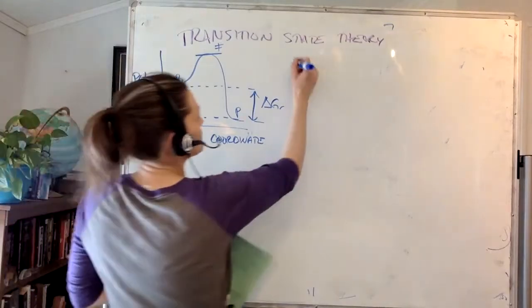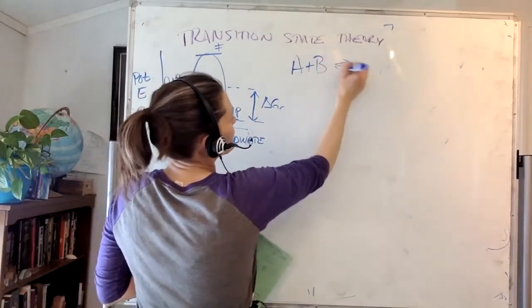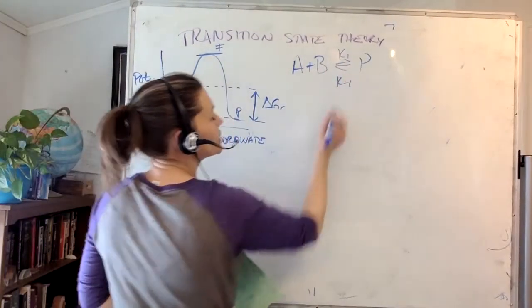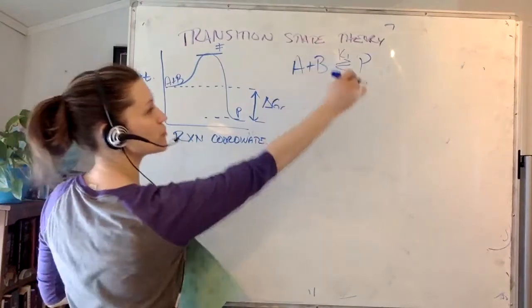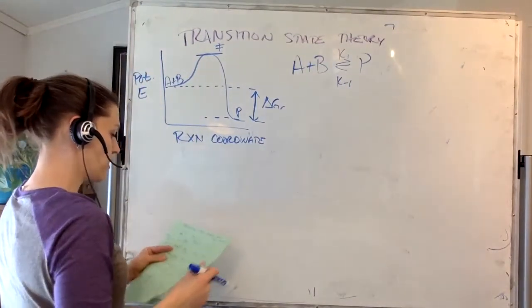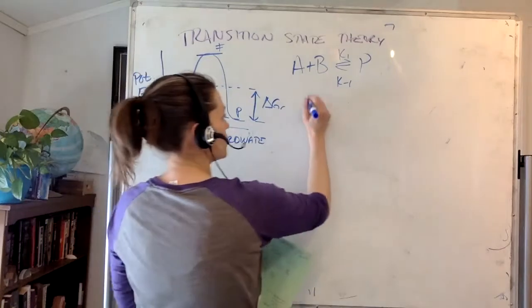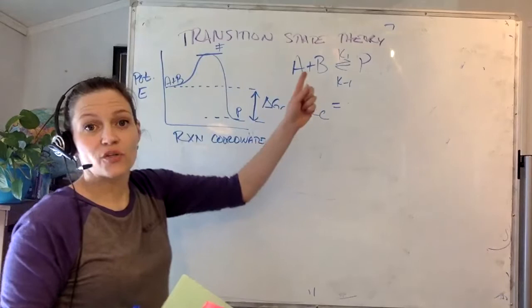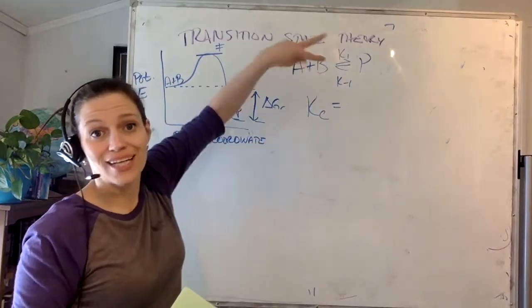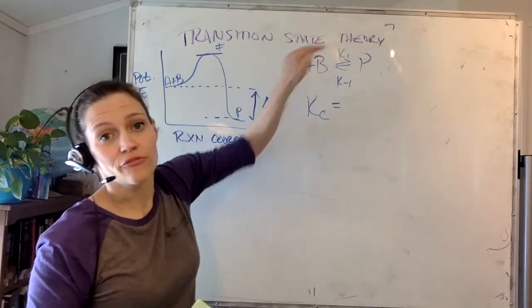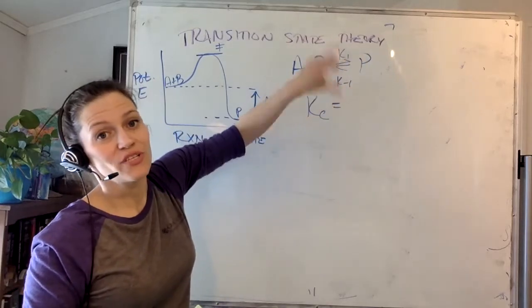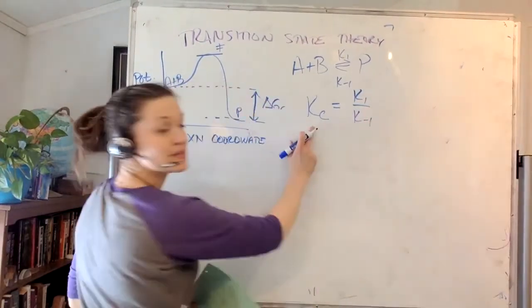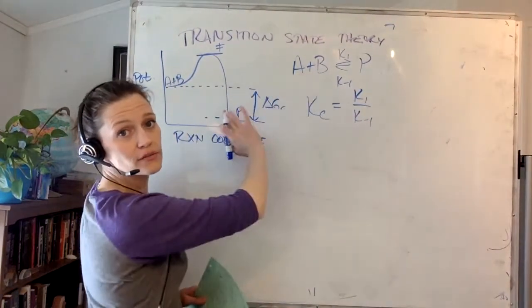So I'm going to write this as A plus B in equilibrium with P, where here we have k1 and then a k minus 1 rate constant associated with the forward and then the reverse reaction, respectively. If I want to say that the equilibrium constant Kc of this, again, equilibrium is defined when the rate of the forward is equal to the rate of the reverse. Not that the rate constants are equal, but the rate of the forward is equal to the rate of the reverse, which means the ratio of k1 to k minus 1 is the equilibrium constant for that setup.